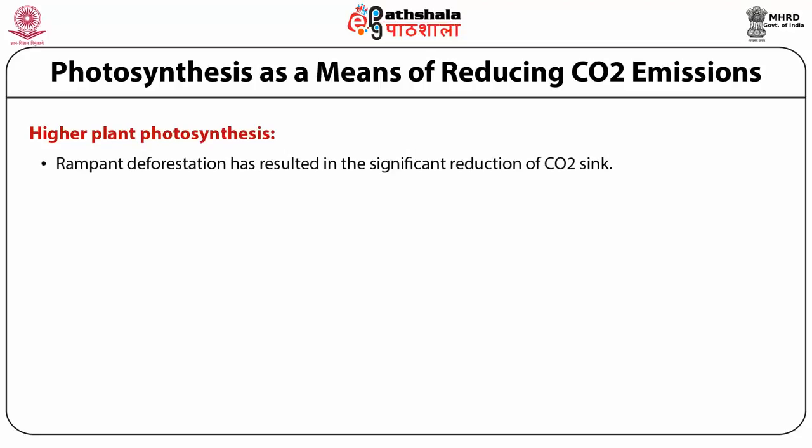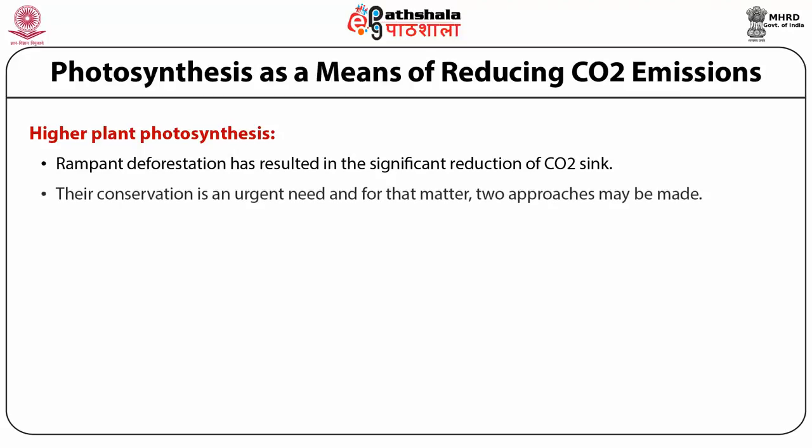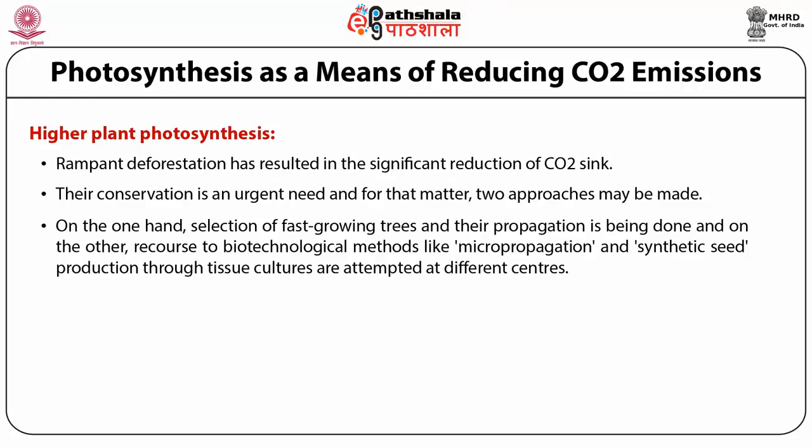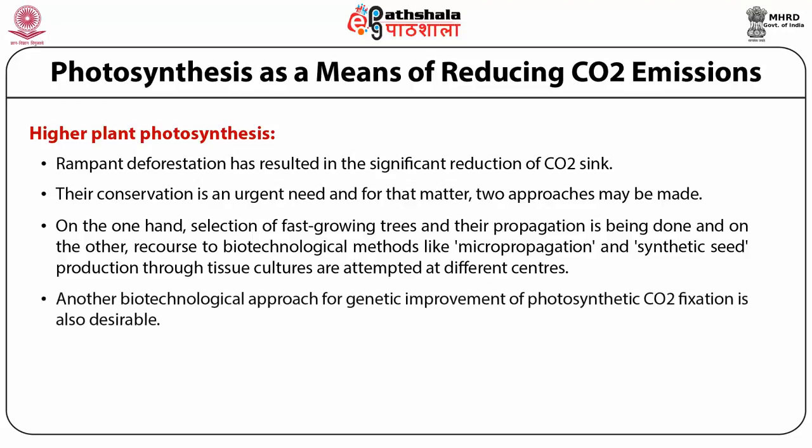Higher plant photosynthesis. Rampant deforestation has resulted in a significant reduction of carbon dioxide sinks. It has been estimated that about 1% of tropical rainforests are getting diminished every year. Their conservation is an urgent need, and for that, two approaches may be made. On the one hand, selection of fast-growing trees and their propagation is being done, and on the other, recourse to biotechnological methods like micropropagation and synthetic seed production through tissue cultures is attempted at different centers.